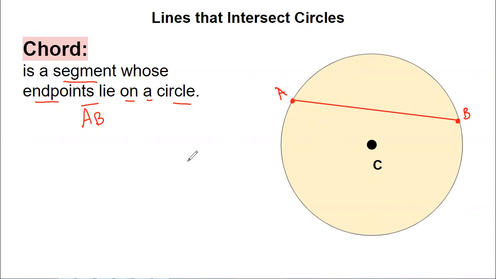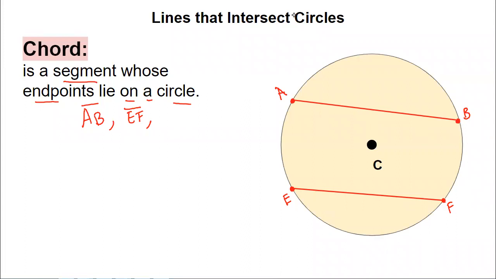Pick 2 points. E and F. So E is over here. Here is F. I'm going to construct a segment with those 2 endpoints. Therefore, I have E and F. And one last one.